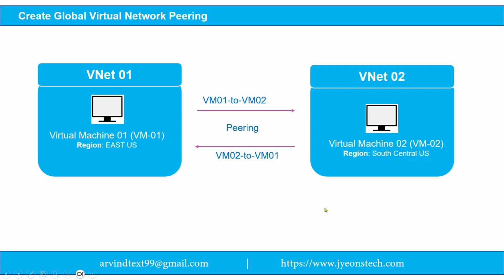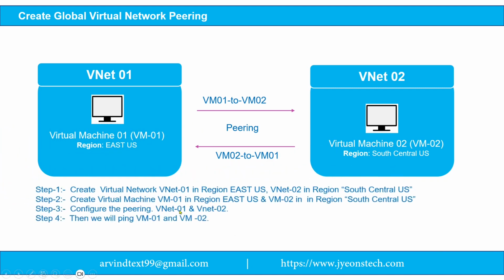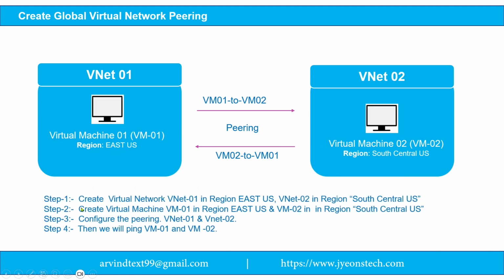Let's see what steps we are going to perform in the lab. I have written these 4 steps for you. First, we will create virtual network vnet-01 in region East US and vnet-02 in region South Central US. Second, we will create virtual machine VM01 in region East US and VM02 in region South Central US. Then we will configure the peering between virtual network 1 and virtual network 2.